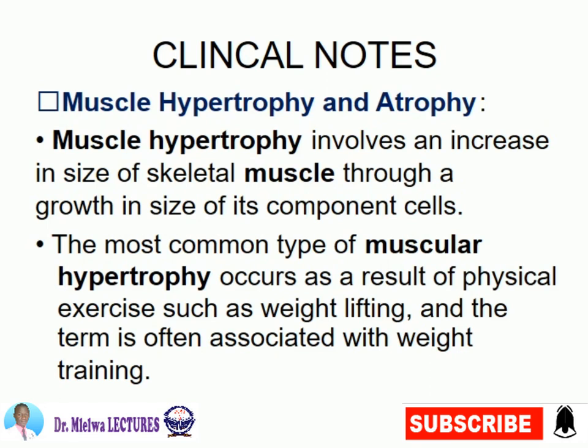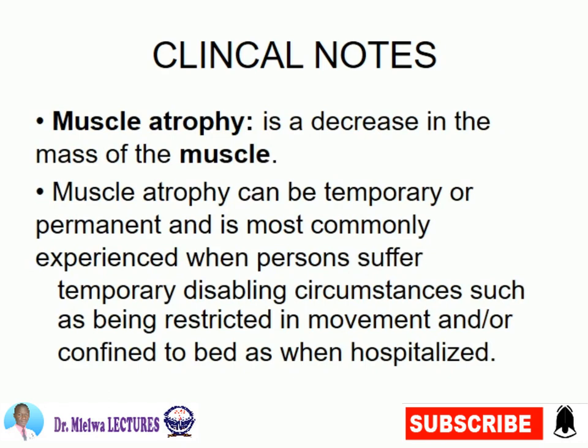So the most common type of muscular hypertrophy occurs as the result of physical exercise, such as weight lifting, and the term is often associated with weight training. Kwa hiyo, hiyo ndo most common hypertrophy ambayo inatokea. Lakini muscle atrophy is a decrease in mass of the muscle. And remember again here, ni kwamba cell za muscle hazipungui, lakini muscle inadecrease.